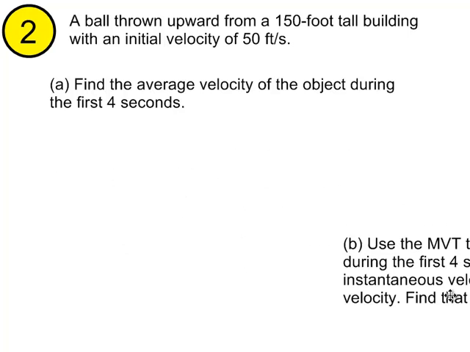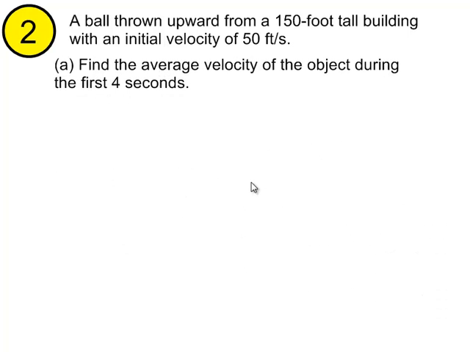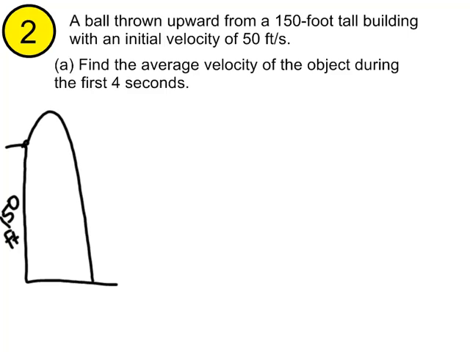So let me move part B off to the side, just clear up a little space. And we're going to find the average velocity. And I find it helpful to, again, draw a little picture that represents this situation. We've got a building. It's 150 foot tall. And a ball is going to be thrown upward, and then it comes back down. And again, we're really envisioning that this horizontal axis represents time.